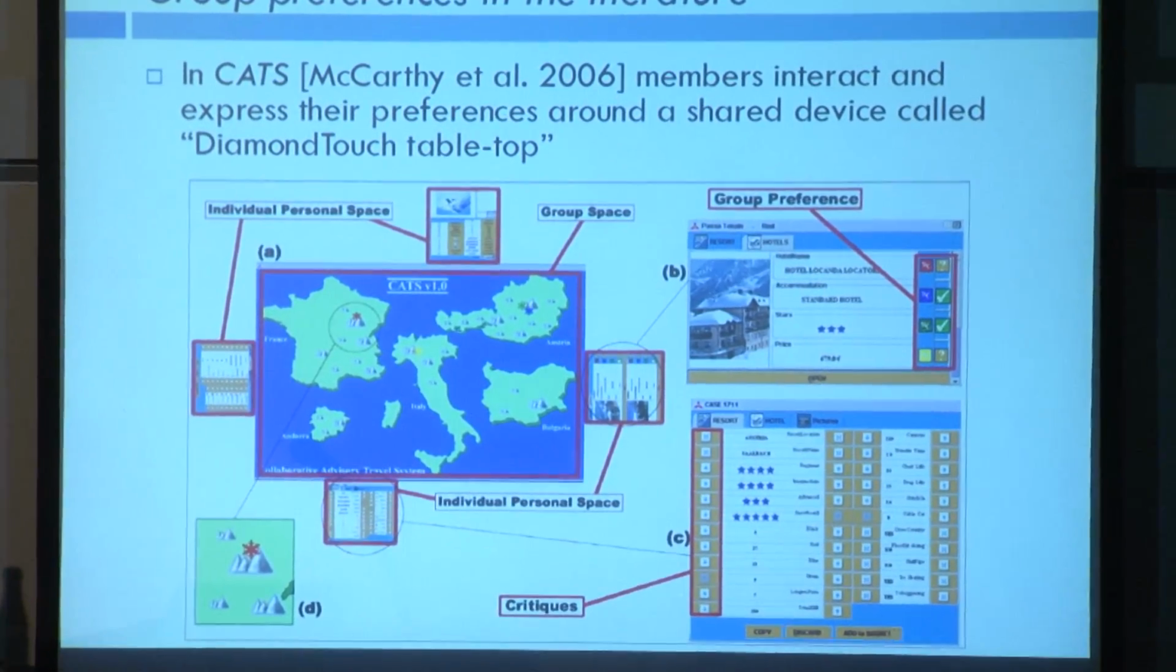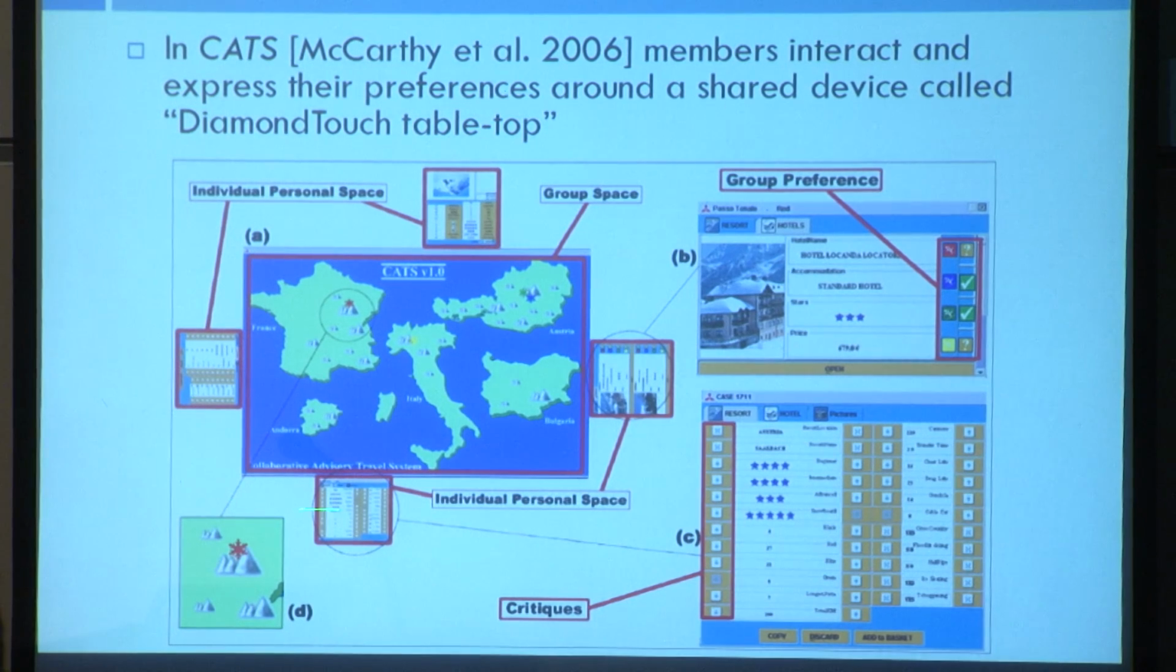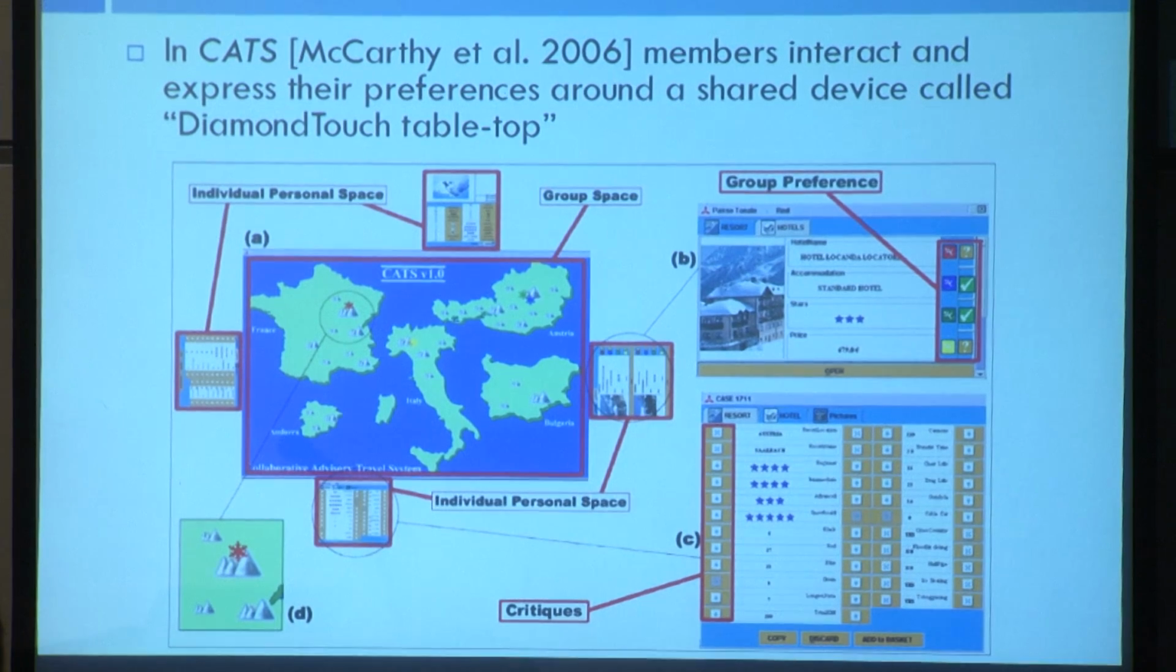These individual preferences are then shown in a group space, which also shows which places the individual users considered. Then, when considering the group preferences, the system considers for each destination the preferences expressed by the individual users. Here you can see that these two users expressed a positive vote, while there's a question mark that indicates a missing preference.